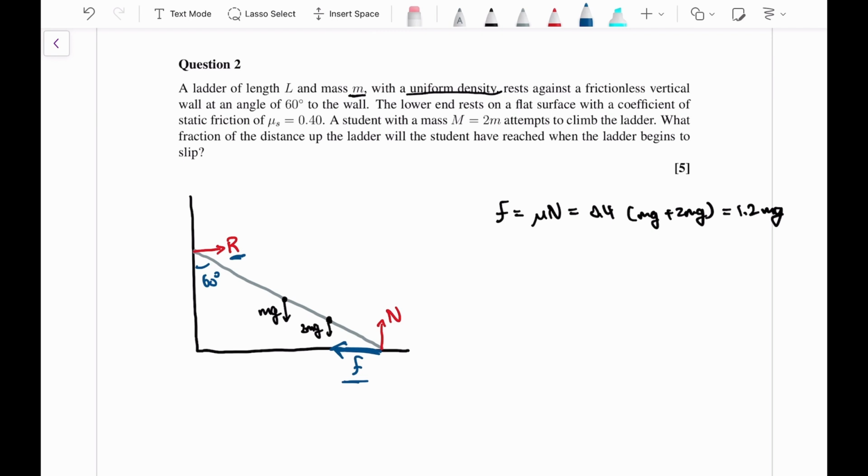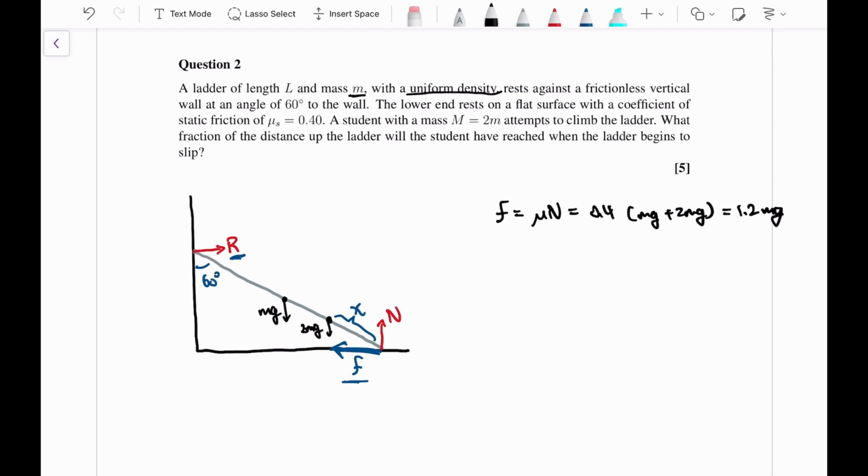So what we can do is establish an equation that says R is equal to F. Before that, we can express R as a function of the distance that the student is up the ladder. So we can say this distance is x, and we will be able to resolve x. Okay, let's start with resolving for R.